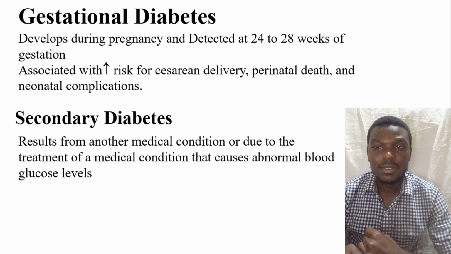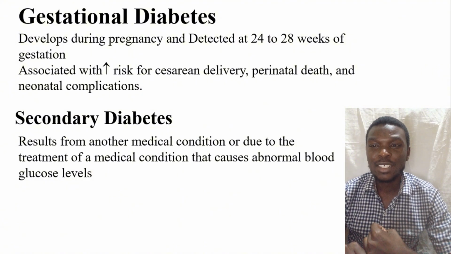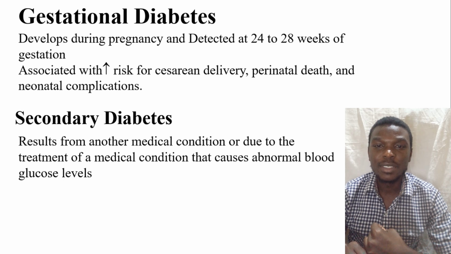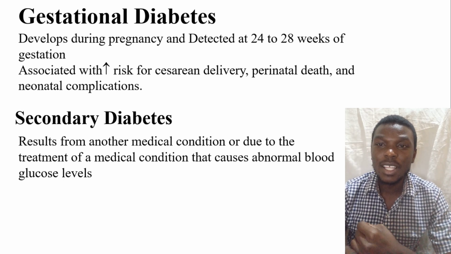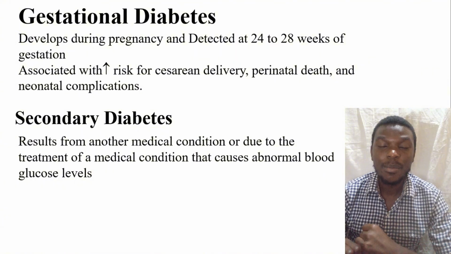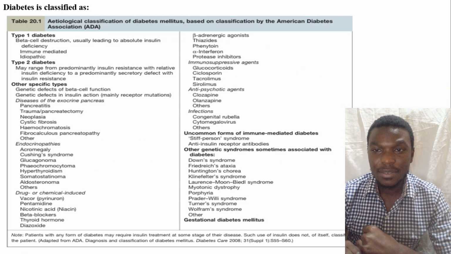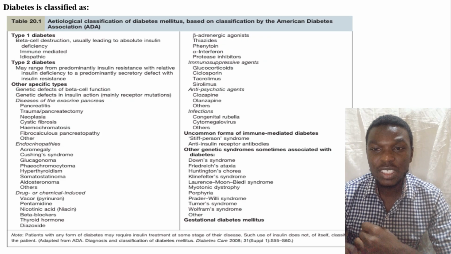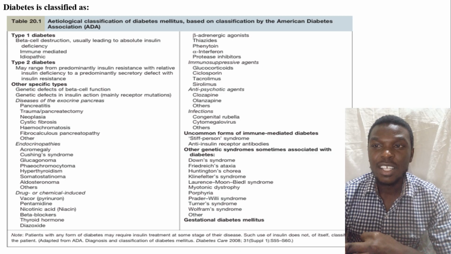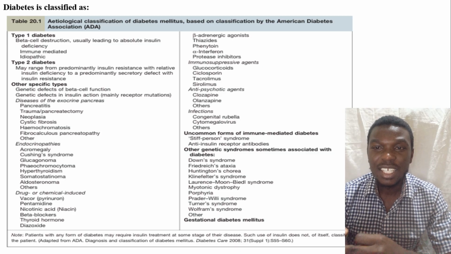Then we have secondary diabetes. So this one is a diabetes that's a result from another medical condition or due to the treatment of a medical condition that causes abnormal blood glucose levels. So in this one, there are a lot of causes that would cause secondary diabetes. It can be due to drugs or chemicals. It can be due to endocrine pathologies. It can be due to immunosuppressive agents.